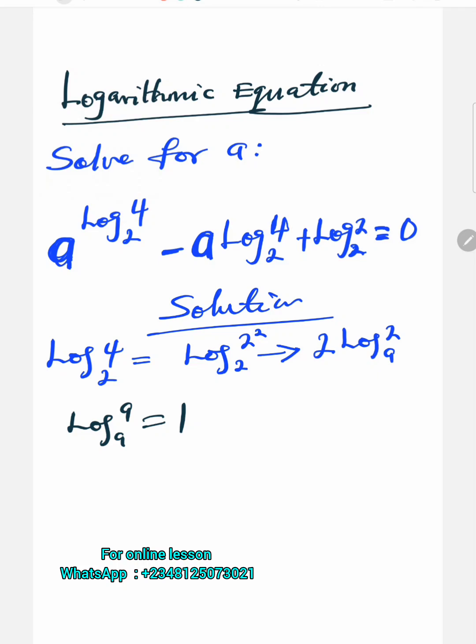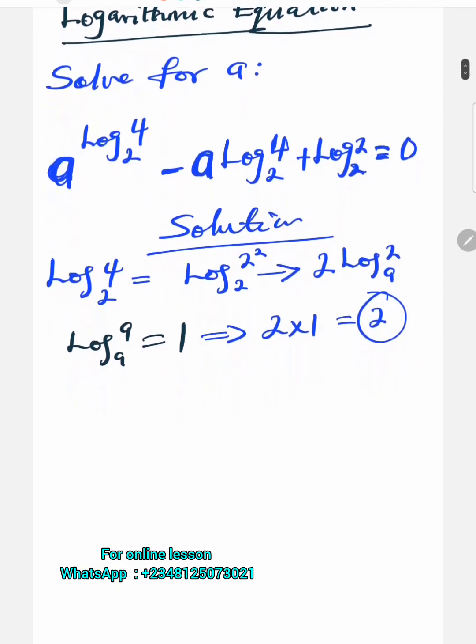we are going to have 2 multiplying 1. So this will now imply that it becomes 2 times 1, and that leaves us with 2. So this is what log 4 to base 2 is, and we already know that log 2 to base 2 is 1. So we are going to substitute this into the original logarithmic equation.